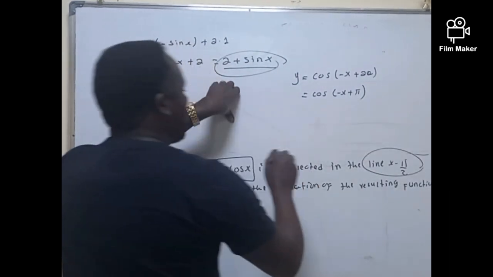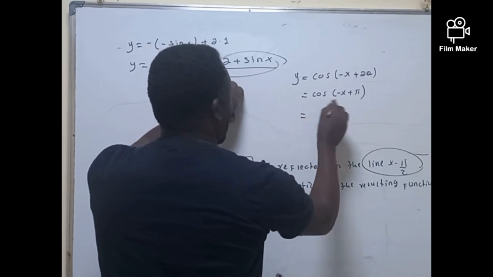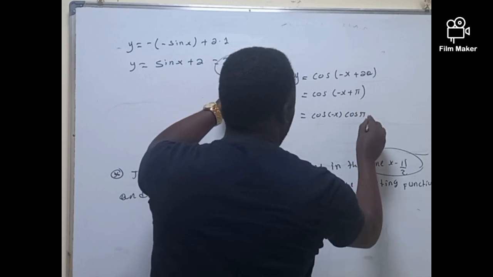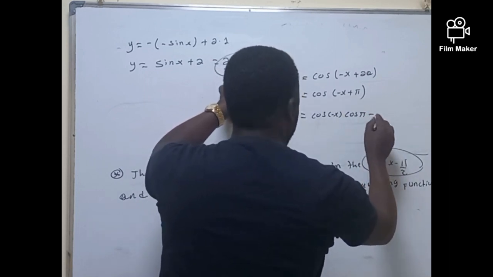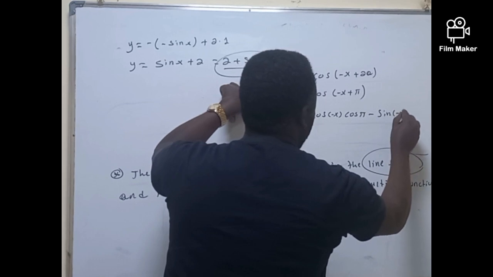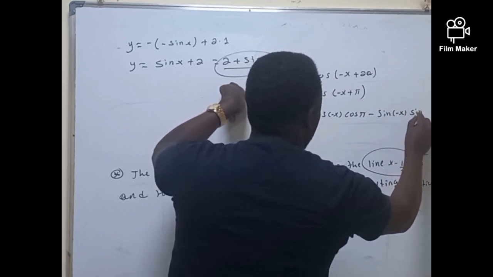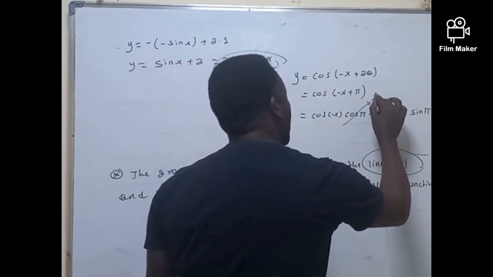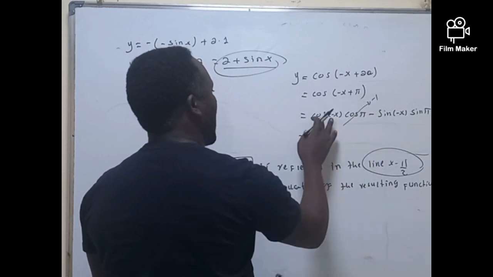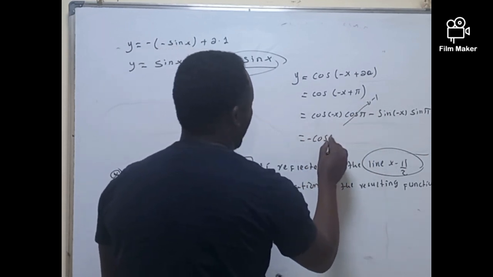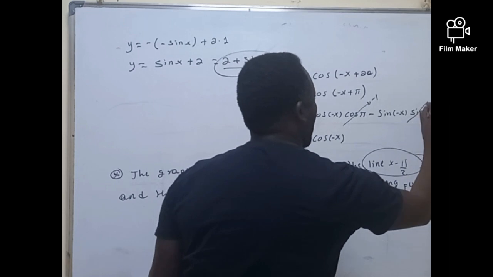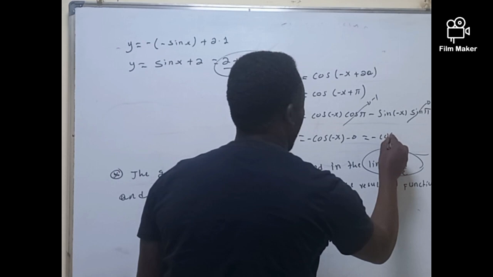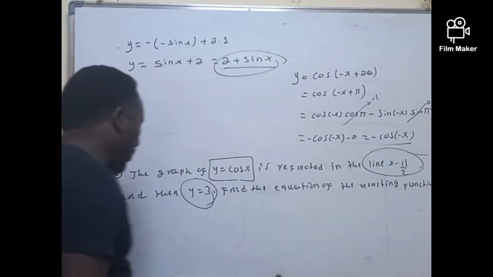Then, with the help of the double angle reduction formula, this is going to be cosine of minus x cosine of pi. Since it is plus, it must be minus, and sine of minus x times sine of pi. You know that cos pi is obviously negative 1. So negative times cos is negative cosine of minus x. And sine pi is 0. 0 times this is 0, minus 0. That's going to be negative cosine of minus x. But don't forget about this one.